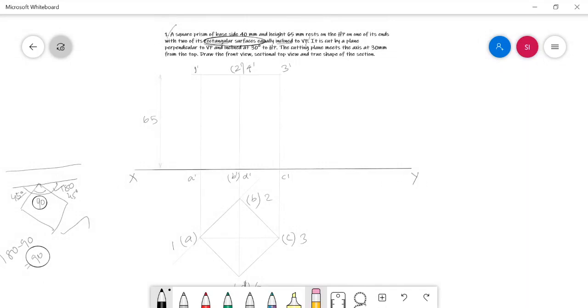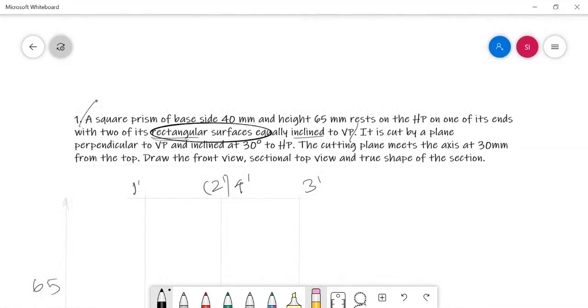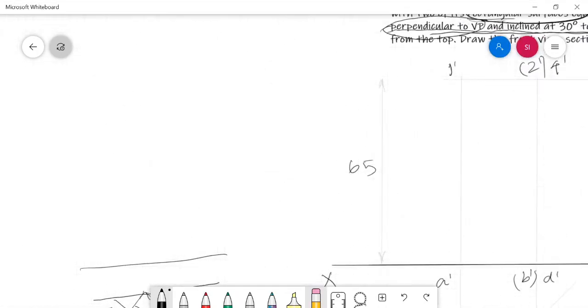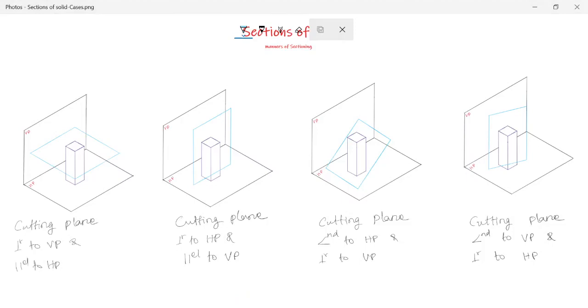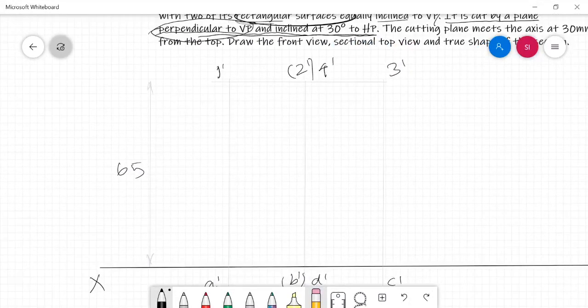We just have the solid and we need to cut the solid with the given cutting plane. Listen to the problem. The cutting plane is perpendicular to VP and inclined at 30 degrees to HP. Whenever the cutting plane is perpendicular to VP, then we can clearly understand that we can show the trace of the cutting plane in the front view. The front view only you can show the cutting plane, not like the previous problem.